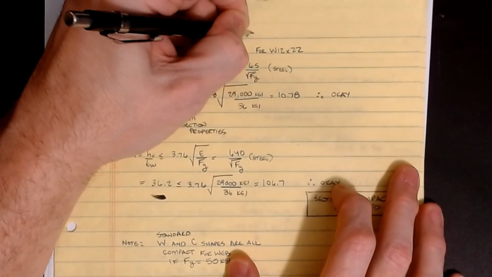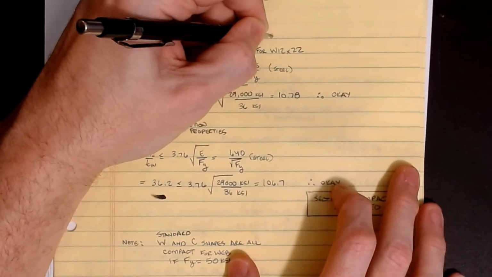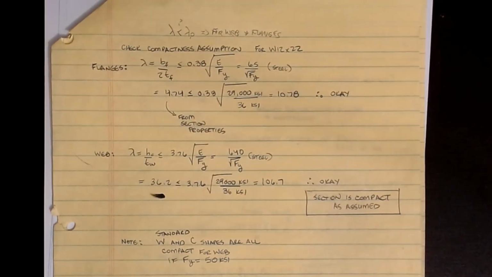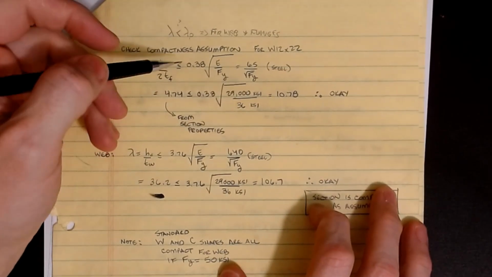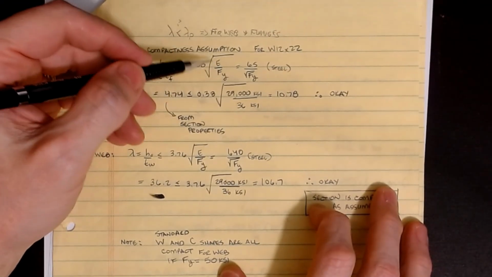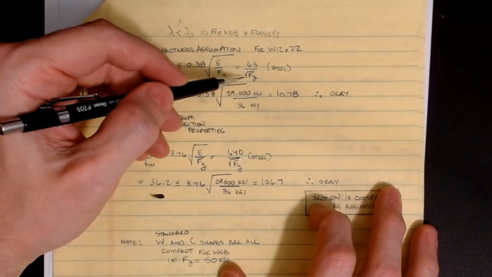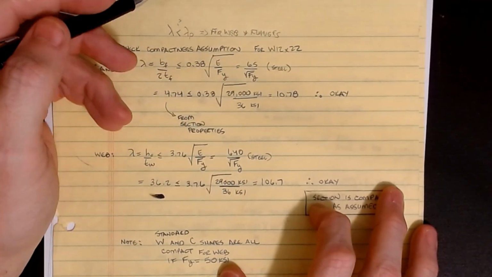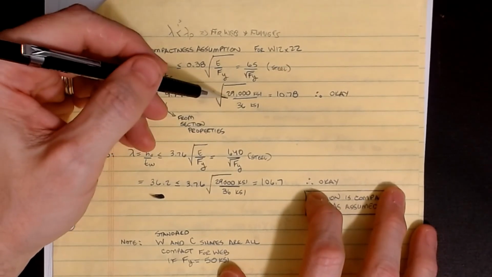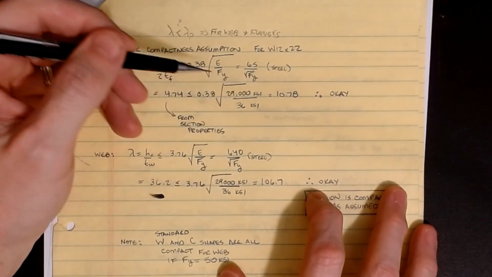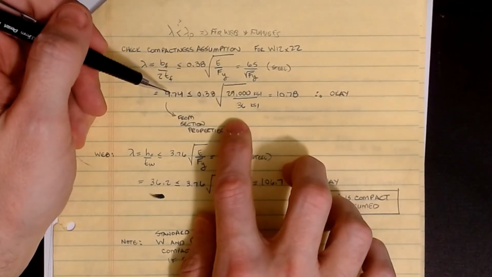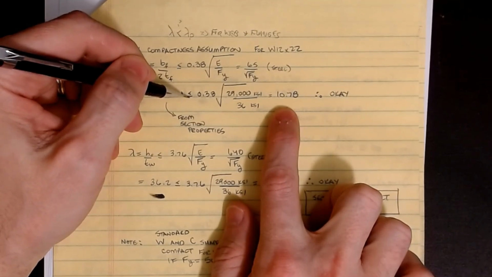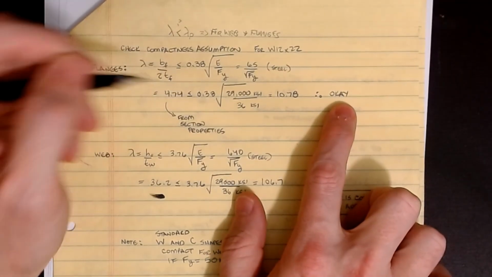And this is for web and flanges both. If one of them fails this check, the whole process is flawed. We haven't met our assumption. So we're going to take the 0.38 square root of E over Fy. That's going to be 65 over the square root of Fy if we do the math. If I plug in all of this, here's my 29,000 for E, my 36 KSI for Fy, and so this whole number becomes 10.78. So 4.74 is indeed less than or equal to 10.78. So we're okay for the flanges.